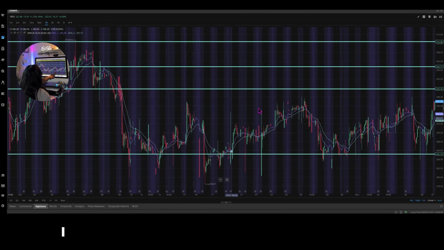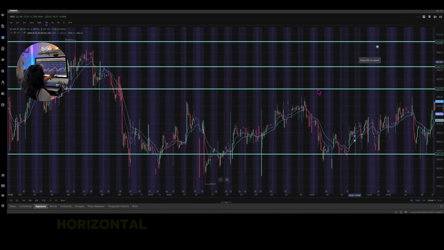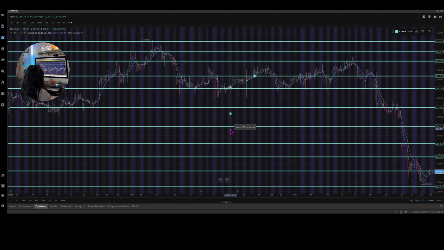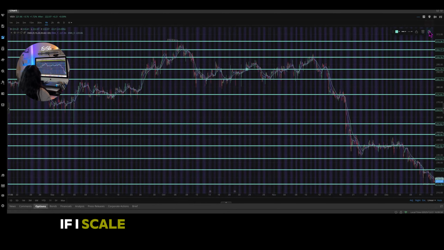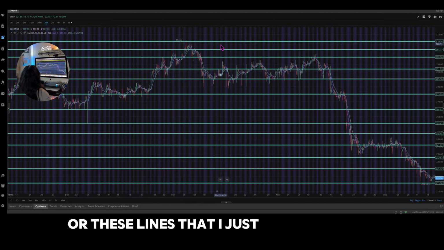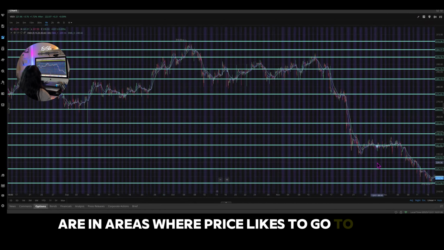Okay, when I scale in, I see that I can actually add another one. Okay, horizontal line, and I'm going to draw one right there. Okay. If I scale out, you can clearly see that my key levels, or these lines that I just placed on this chart, are in areas where price likes to go the most.